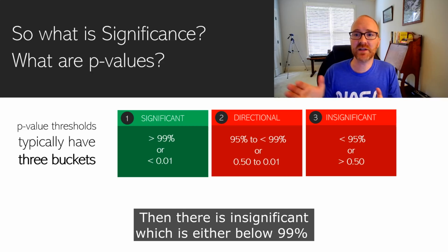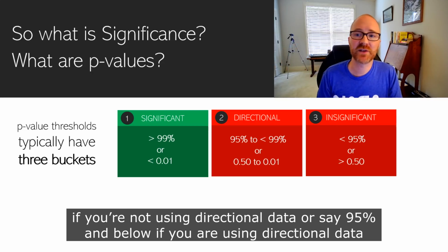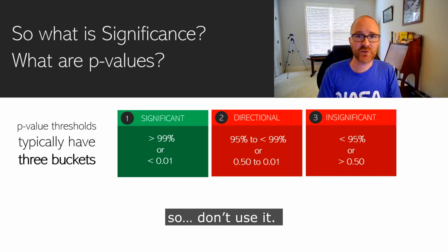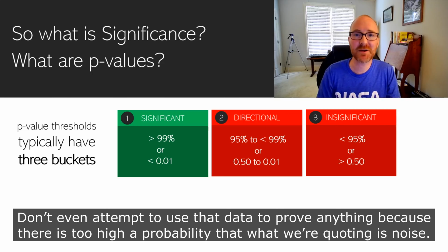Then there is insignificant, which is either below 99% if you're not using directional data, or below 95% if you are using directional data. Insignificant means that there's just too much noise. We can't trust this number. So don't use it. Don't even attempt to use that data to prove anything, because there's too high a probability that what we're quoting is noise.